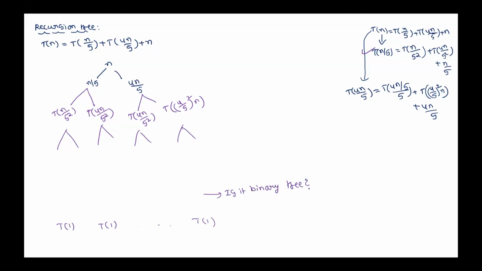Any node we take, how many children it has got? Any internal node you take, how many children it has got? 2 children, sir. That means, is it a binary tree or not? Yes, it's a binary tree. Is it a complete binary tree?